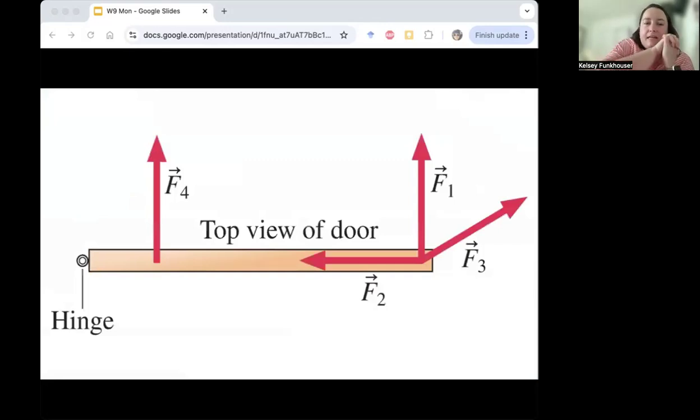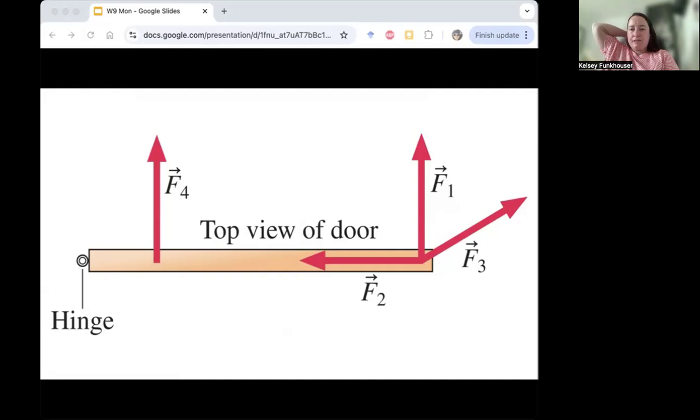Let's start by taking a look at this situation. We have a door and we're applying these different forces to it to try to get the door to open. All of these vectors are the same size, but they either act at different points on the door or they act in different directions or at different angles, which I guess is different directions.